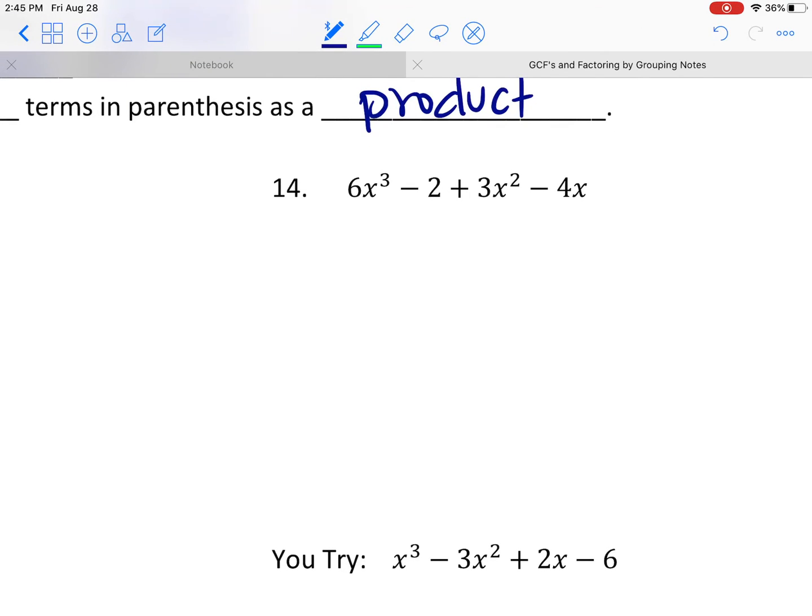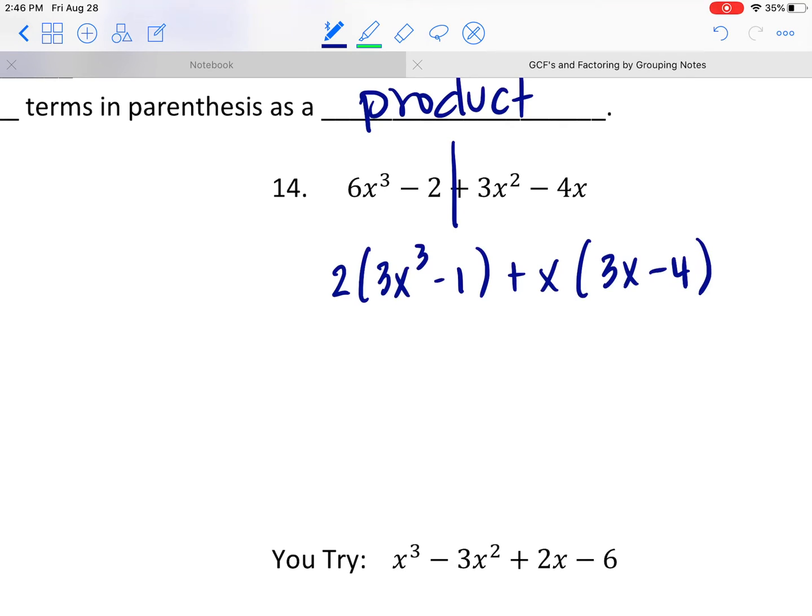If I split this into 2 groups, maybe you're recognizing something weird about this one anyway. In the first group I can take out a 2, which would leave me a 3x cubed minus 1. In the second group I can take out an x, which would leave me a 3x minus 4. Not really helpful here if these binomials don't match. So this didn't work for us here.